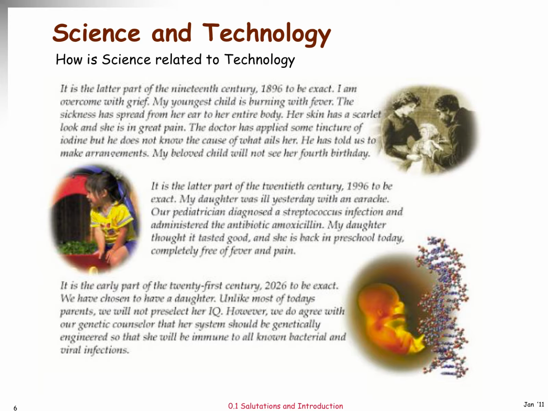Next, the scenario takes us 10 years from now, 2026. And believe it or not, this is already being prescribed to parents who have knowledge of this. It is the early part of the 21st century, 2026 to be exact. We have chosen to have a daughter. Unlike most of today's parents, we will not pre-select her IQ. However, we do agree with our genetic counselor that her system should be genetically engineered so that she will be immune to all known bacterial and viral infection.